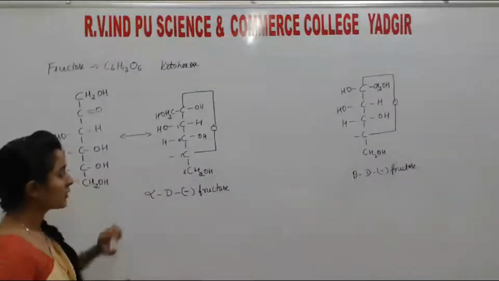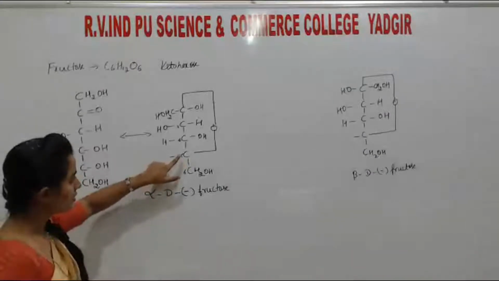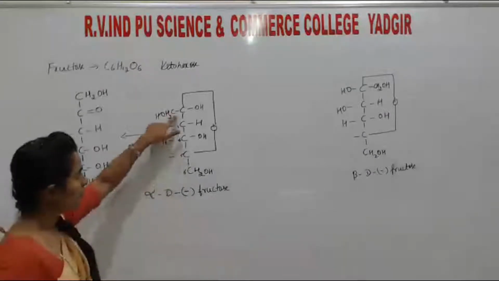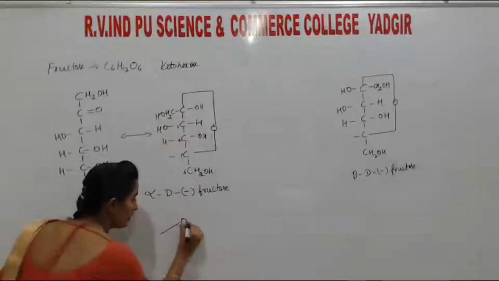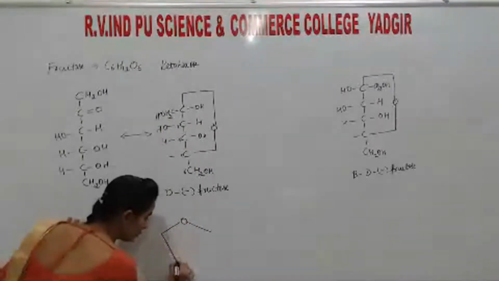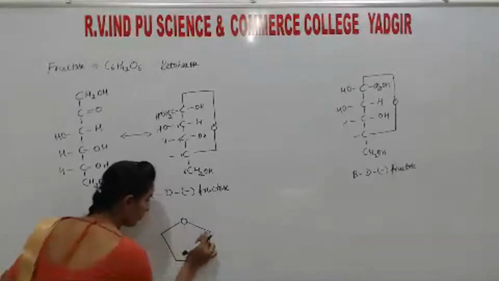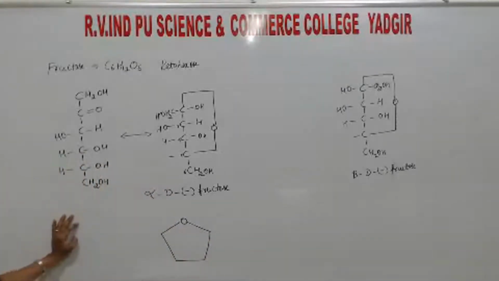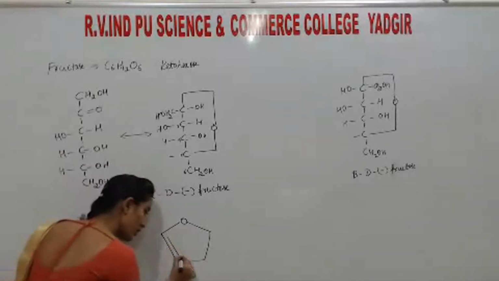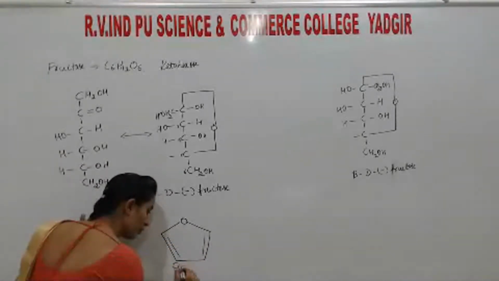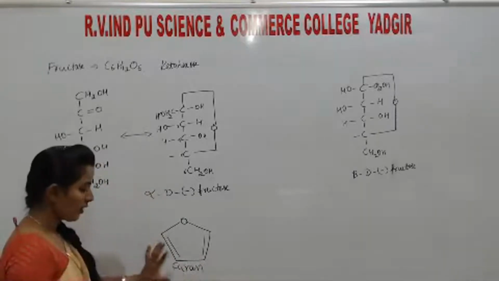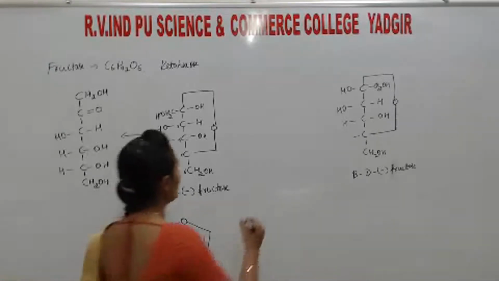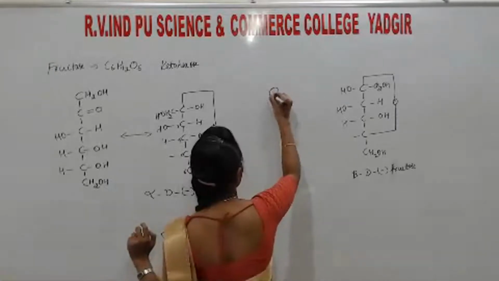If we add the structure which is involved in cyclization, only the 1, 2, 3, 4 carbon atoms with the oxygen. So listen, 1, 2, 3, 4 carbon atoms with that ring. So that is representing furan. So fructose represents a furan structure. Now right here, the oxygen atom.